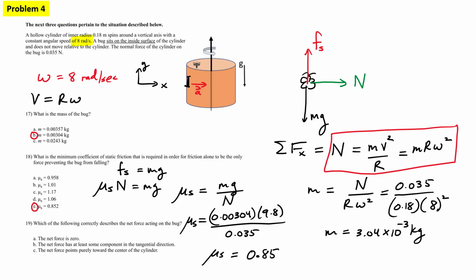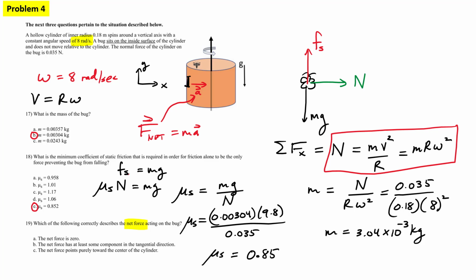The next problem says, which of the following correctly describes the net force acting on the bug? Again, this is a uniform circular motion problem. If you know the direction of the acceleration, that also means the net force is always equal to the mass times the acceleration. So the net force must point toward the center of the circle. The best choice for that has to be choice C.